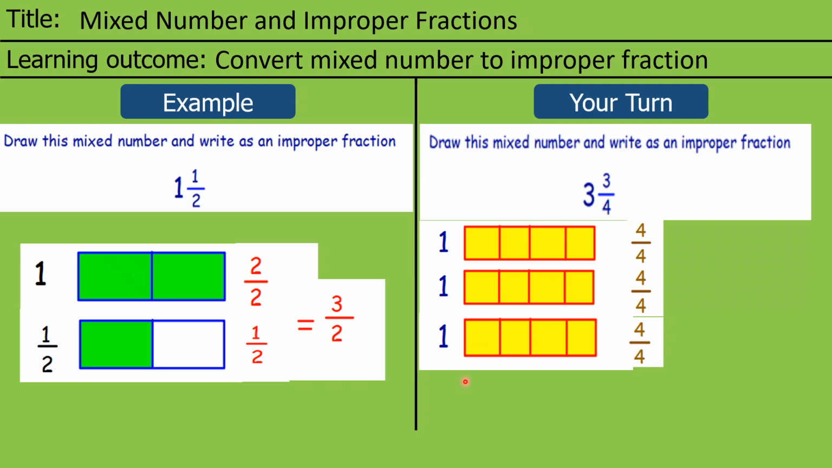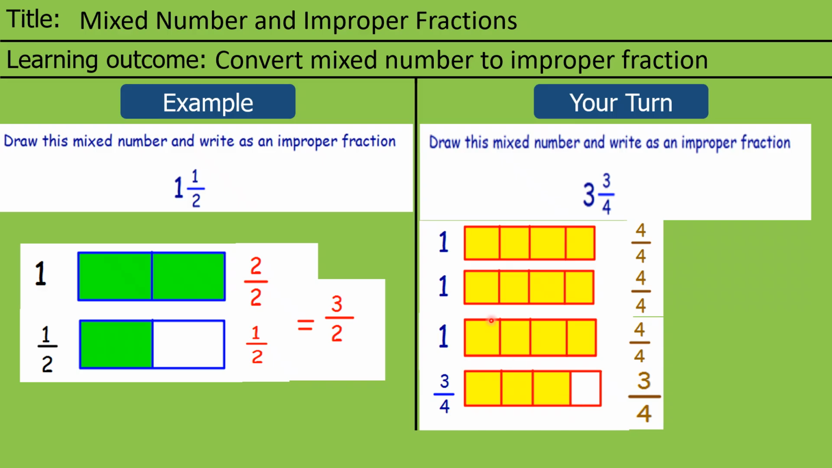So let's draw our diagram and shade 3 quarters. So here we go, 1 quarter, 2 quarters, and 3 quarters. And then you add all of the shaded quarters. So here we have 1, 2, 3, 4, 5, 6, 7, 8, 9, 10, 11, 12, 13, 14, 15. So that's 15 quarters. So that's our improper fraction.